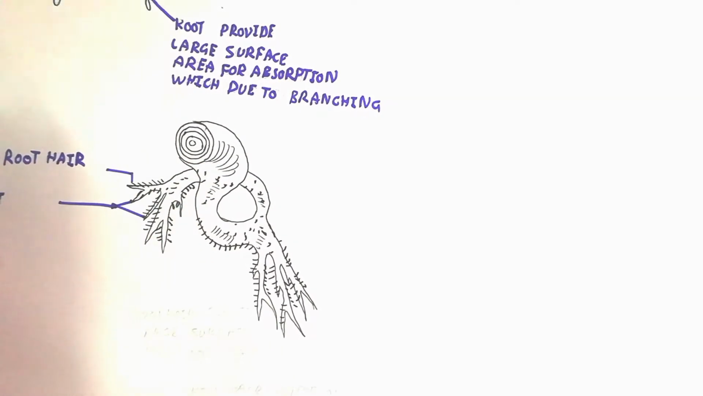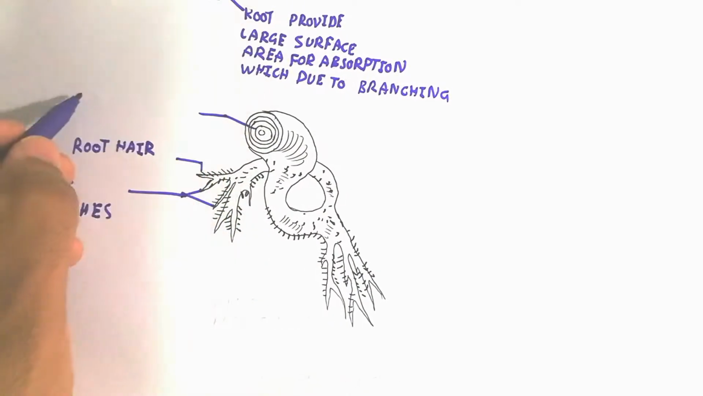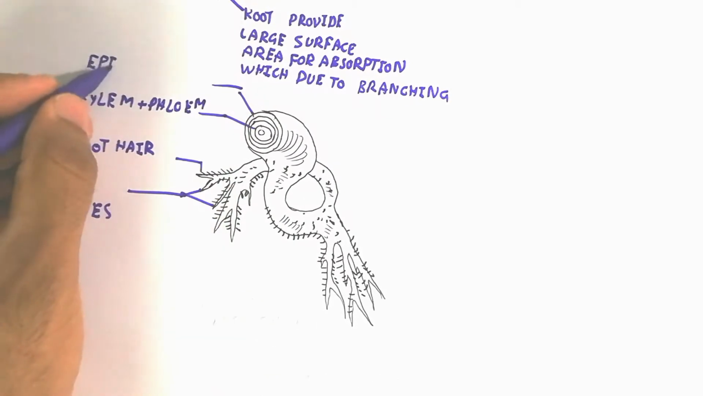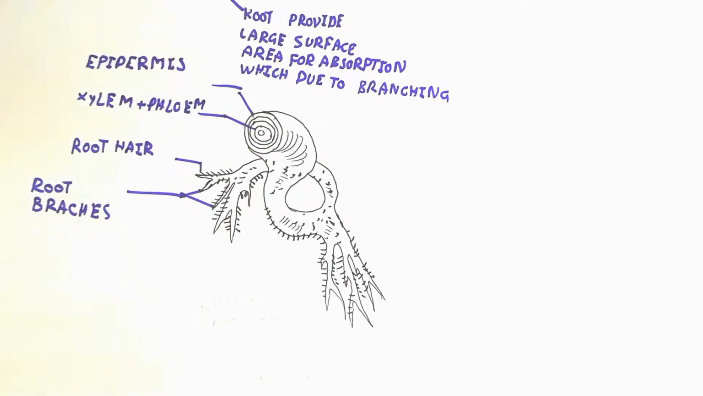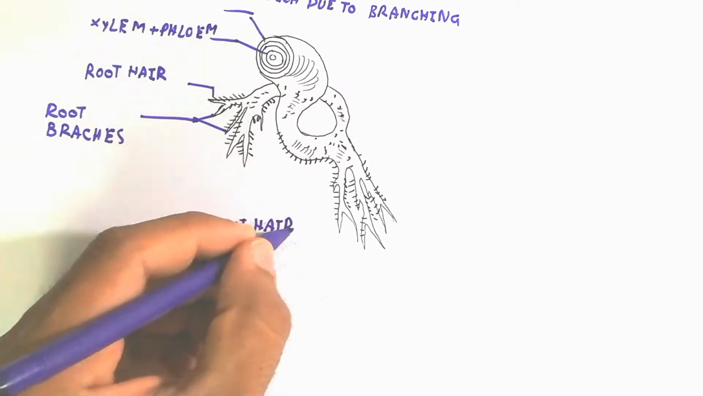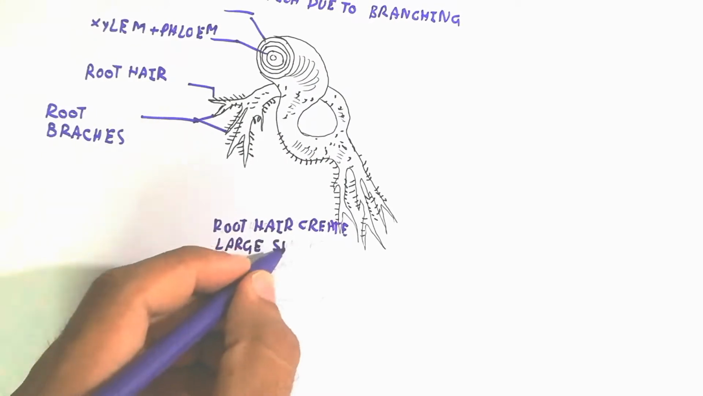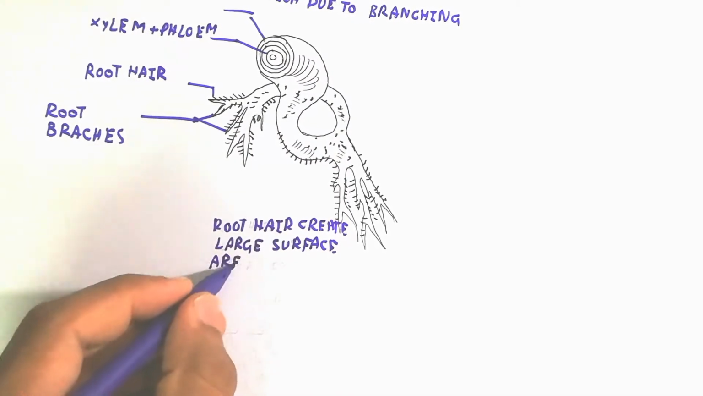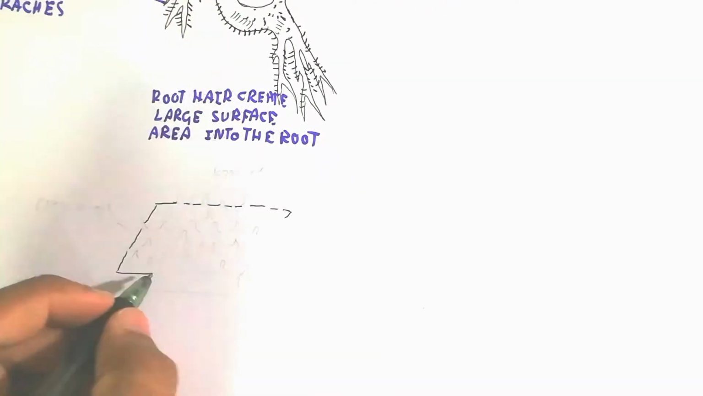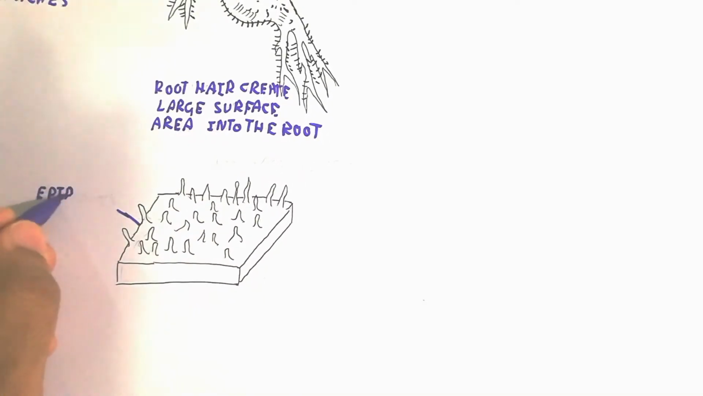So here is the root, which is composed of root branches, and the upper part of the root branches is made up of root hairs. Basically here is the epidermis, and the xylem plus phloem are present inside the root. Remember it. The root hair projections create a large surface area. Why? Because the function for absorption increases.